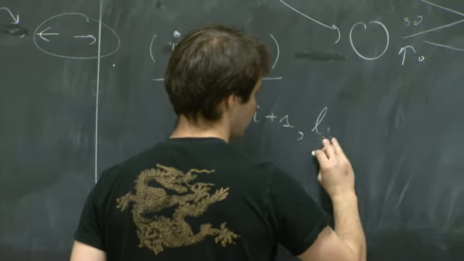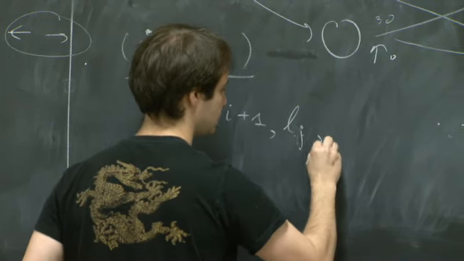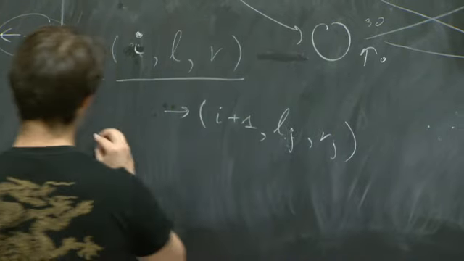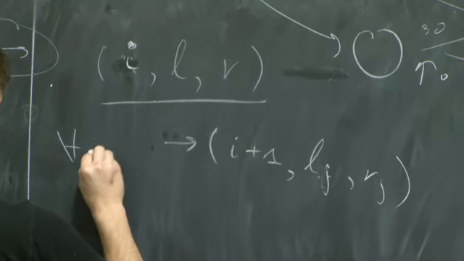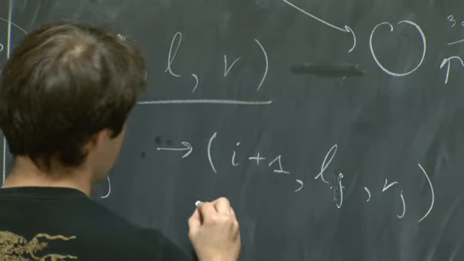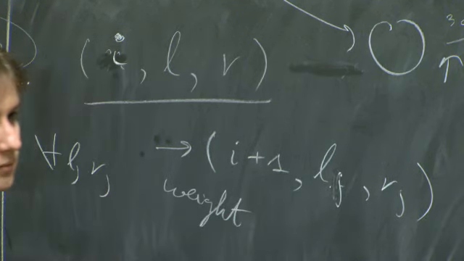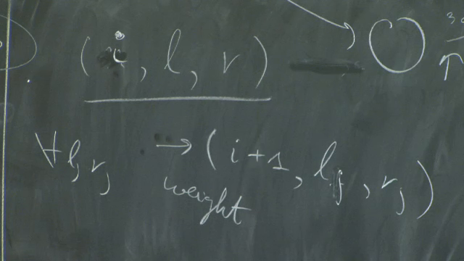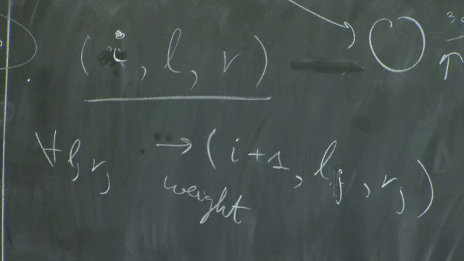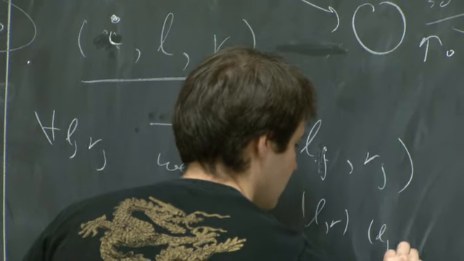So I'm going to say left after the jump and right after the jump, and this is for all possible left after the jump, right after the jump. And what's the weight on this edge? The weight is from LR to LJ, RJ, but what?